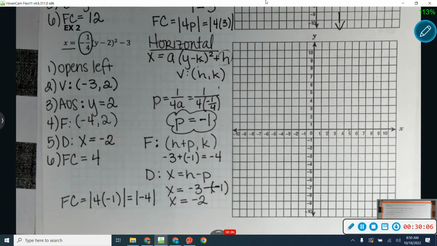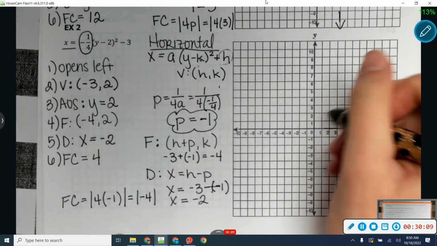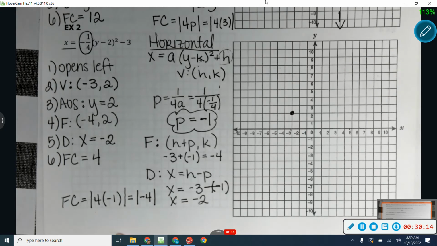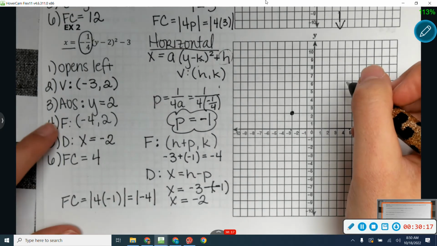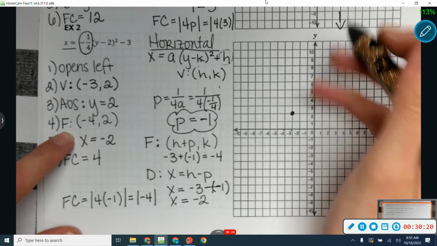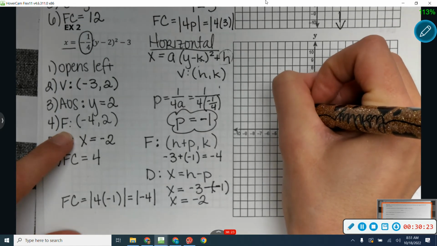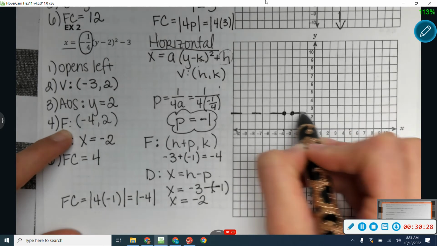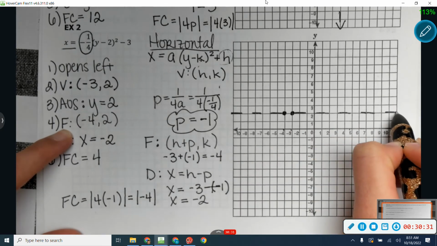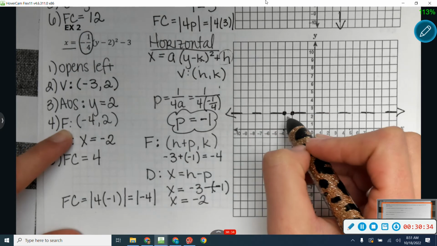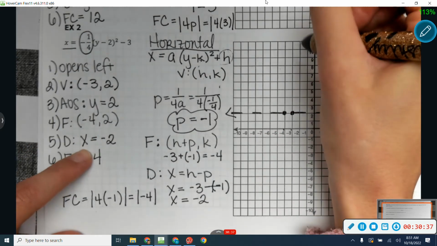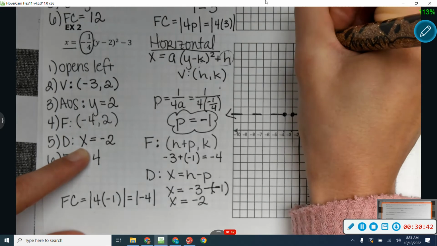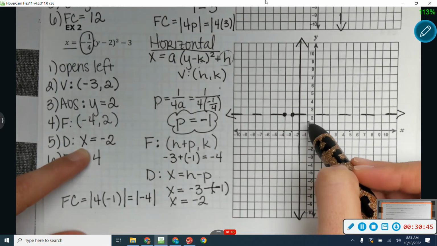Alright? So my vertex is negative 3, 2. My focus is negative 4, 2. My axis of symmetry is y equals 2. And I know my directrix is x equals negative 2. All good so far?